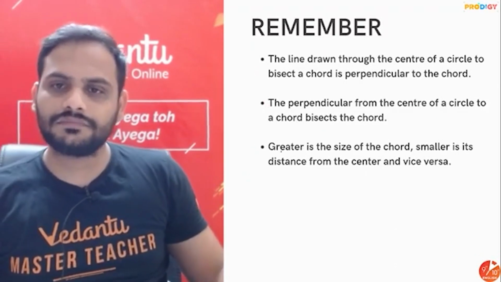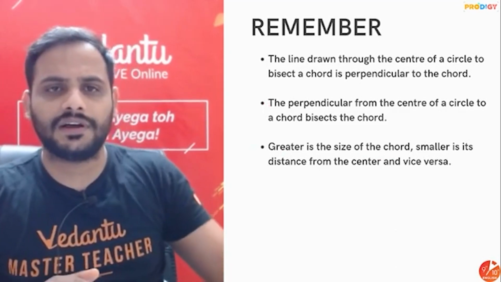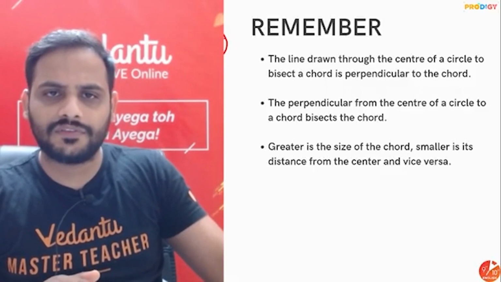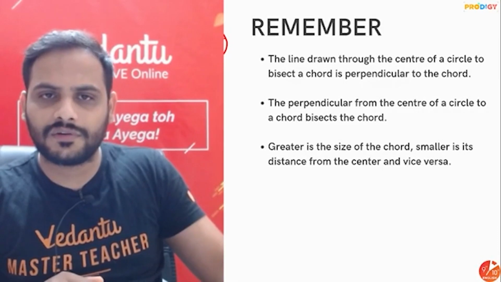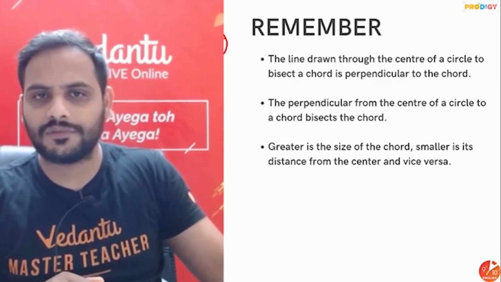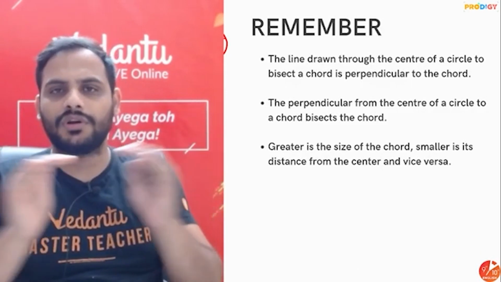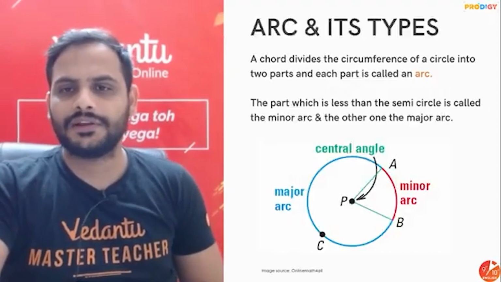Greater is the size of the chord, smaller its distance from the center. You can compare this in this way. Suppose this is the center of the circle. Now this chord is closer to the center, and another chord is farther from the center. So the closer the chord is to the center, the more will be its length, and the farther it is, the less will be its length. All right, then we have arcs.